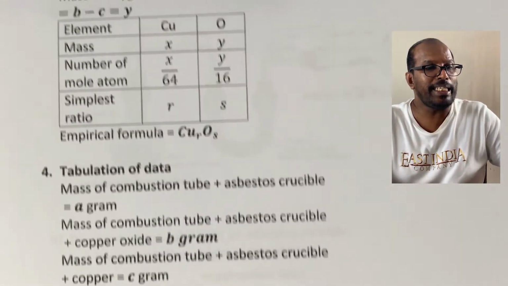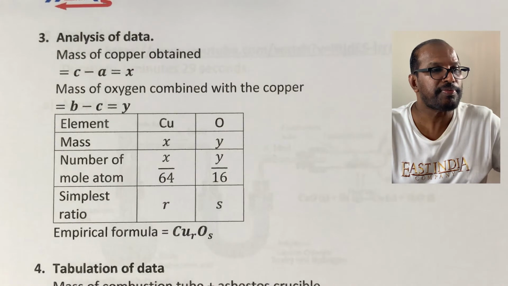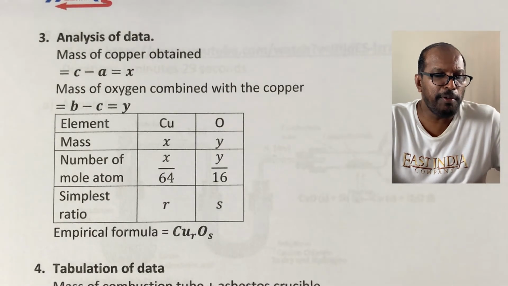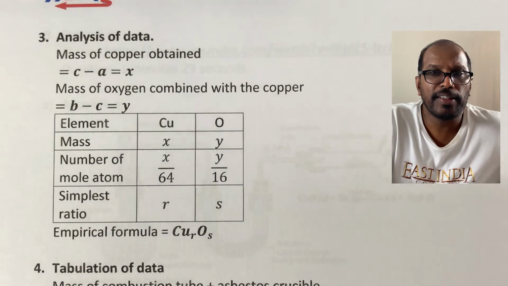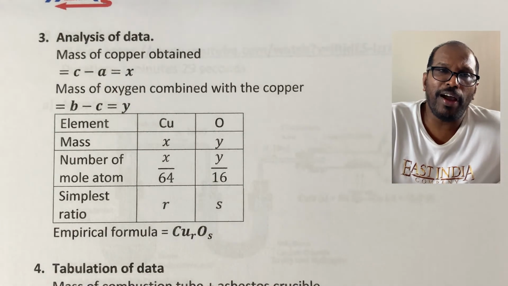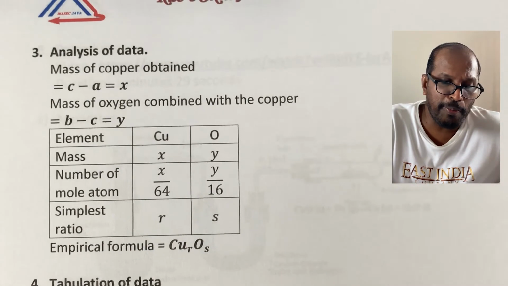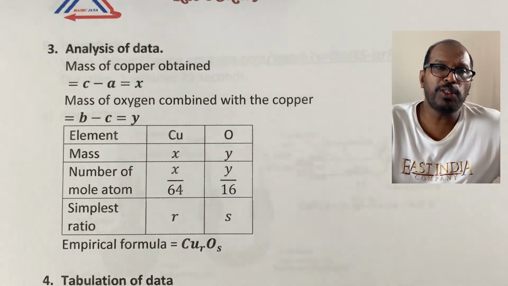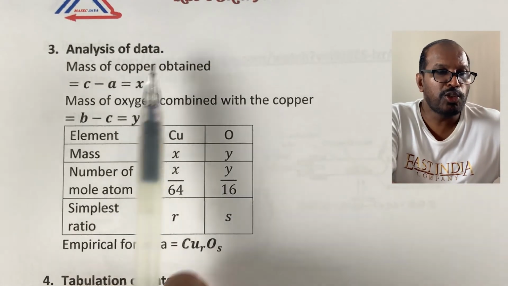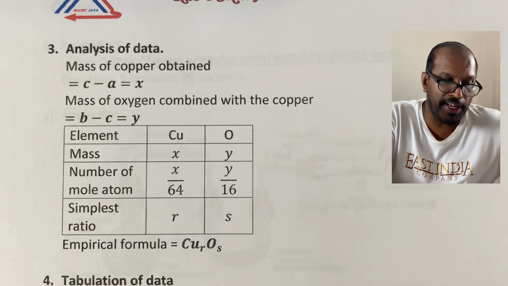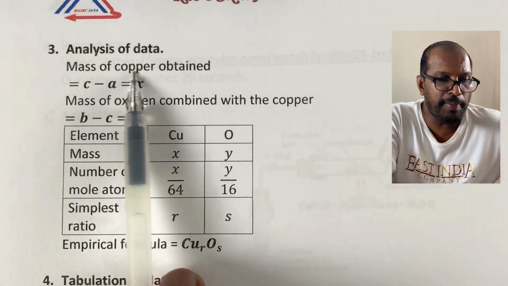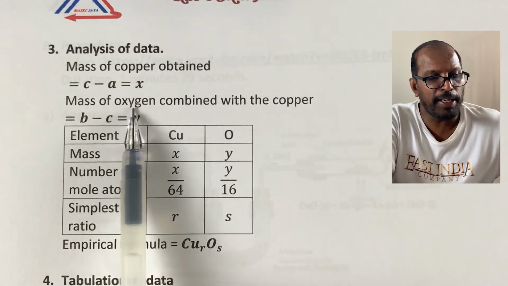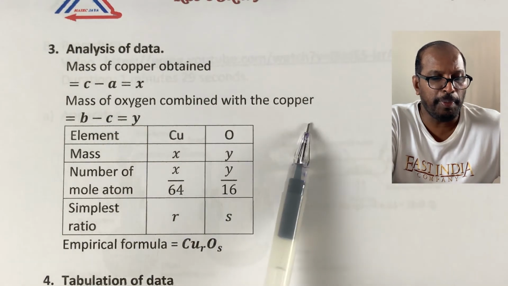Now, to achieve the aim of the experiment. What is the aim of the experiment? My aim of the experiment is to find the empirical formula of copper oxide. Now, how can I achieve my aim? That means my aim is only going to be achieved by analysis of data. So what do I need to do in the analysis of data to achieve the aim? I need to know the mass of copper, and the mass of oxygen that combines with the copper.